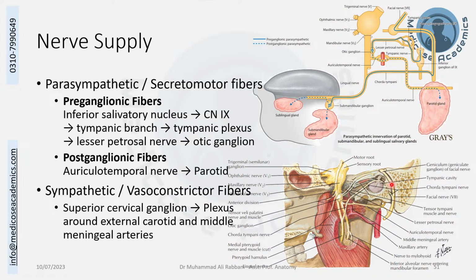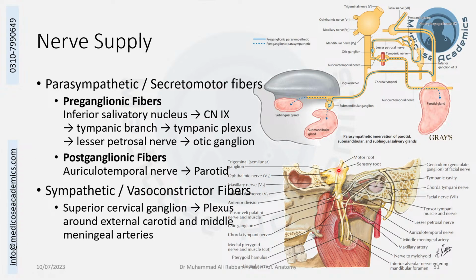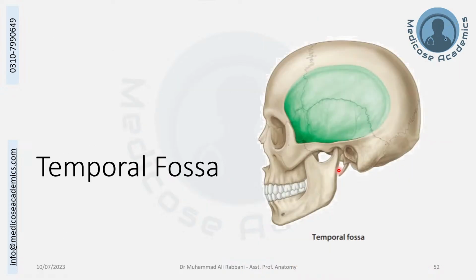And again, the auriculotemporal nerve is the one that carries the sensory fibers back to the mandibular nerve, and it gets back to the skull, back to the brain, through the trigeminal nerve. So this is the nerve supply of the parotid gland. So here it is, parotid gland.